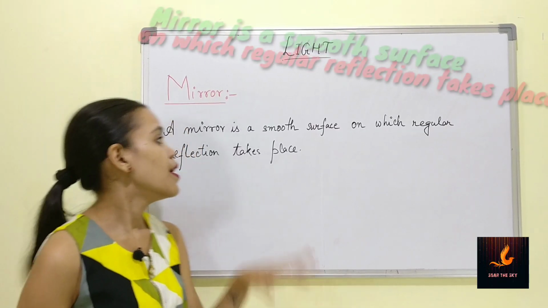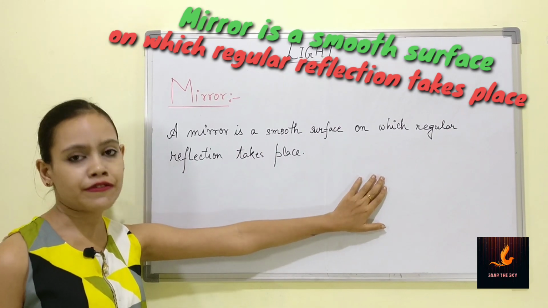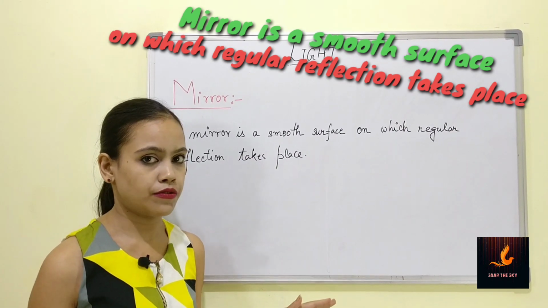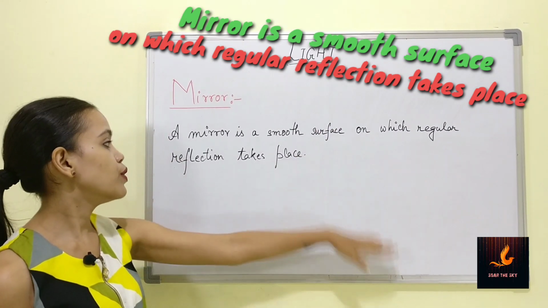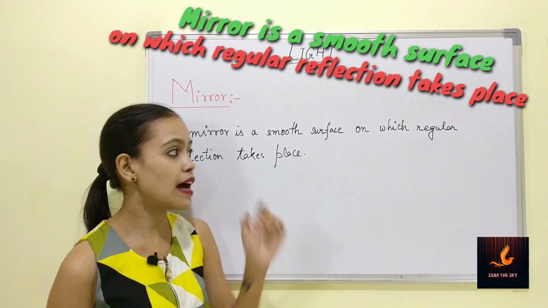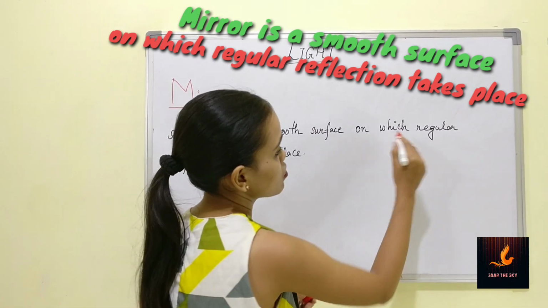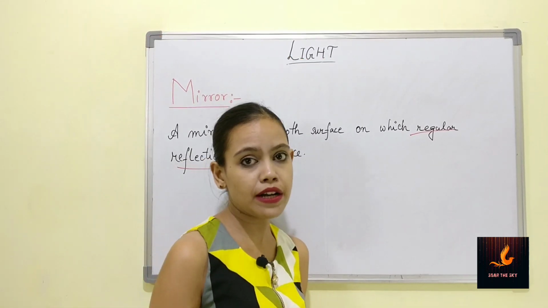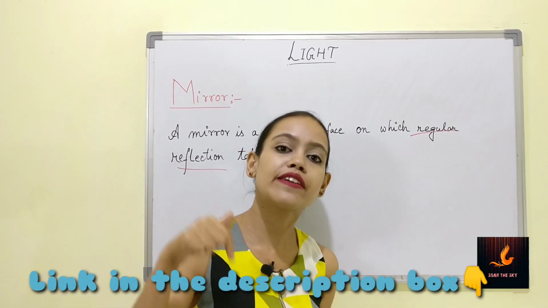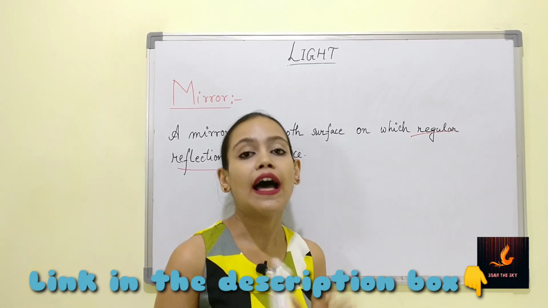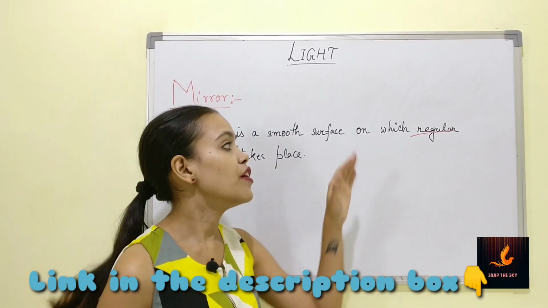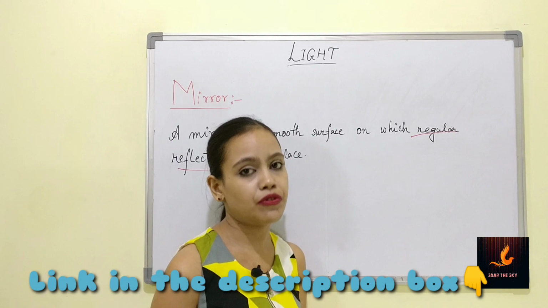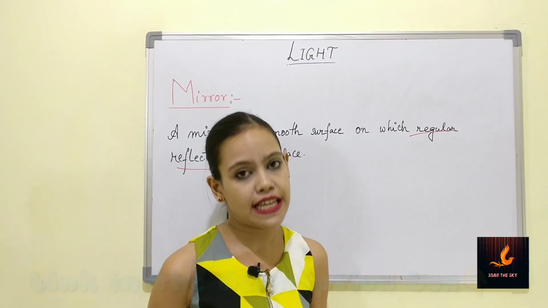What is a mirror? A mirror is a smooth surface. It can be any smooth surface on which regular reflection takes place. Now, what is regular reflection? If you want to know, you can go to the first part of this series. The link is given in the description box below, and there you will be able to learn about regular and other types of reflection and how they take place.